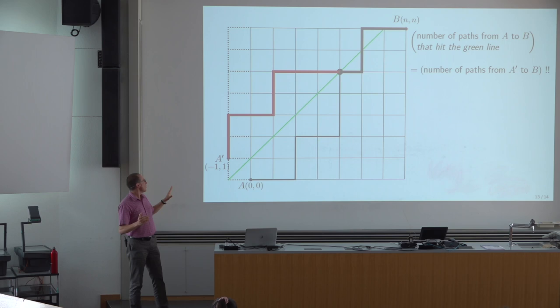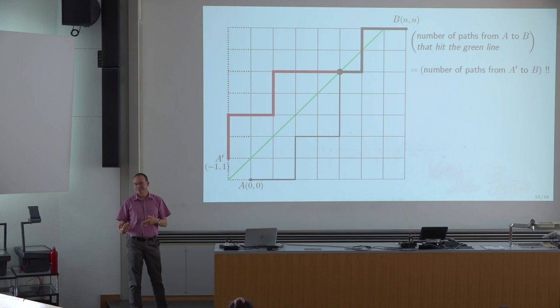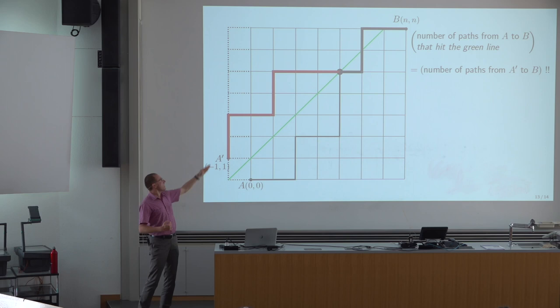No. Well, there are fewer paths from A prime to B because the paths from A prime to B correspond to paths from A to B that hit the green line. But you have further paths from A to B that do not hit the green line. Okay, so the paths from A prime to B are fewer than the paths from A to B. They correspond to the paths from A to B that do hit the green line.